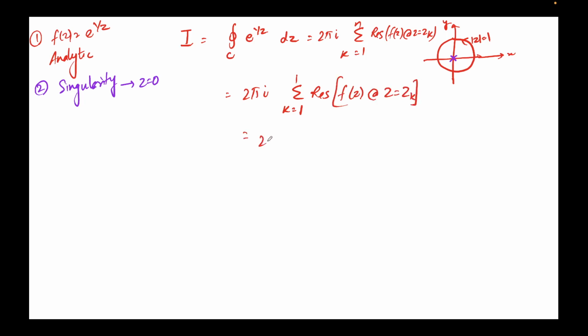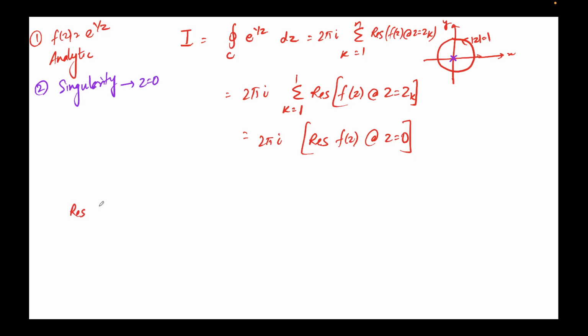So this can again be written as 2 pi i. There is only one point, so we can drop this sigma. Residue of f(z) at z equal to 0. We just need to find this second term, the residue of f(z) at z equal to 0. Let's try to do that. We have seen that there are two approaches of finding the residues: one is the limit approach, the second is the series approach. Since we know that f(z) is an exponential function, we can easily expand it in terms of a series. So I'll try to do that.